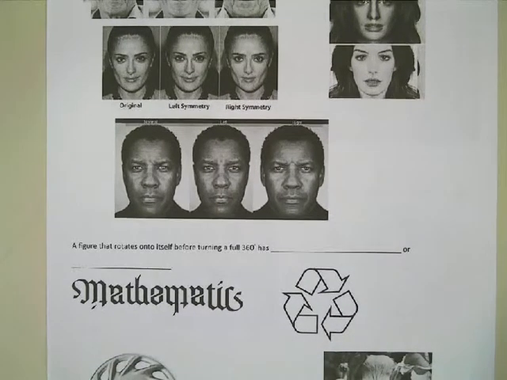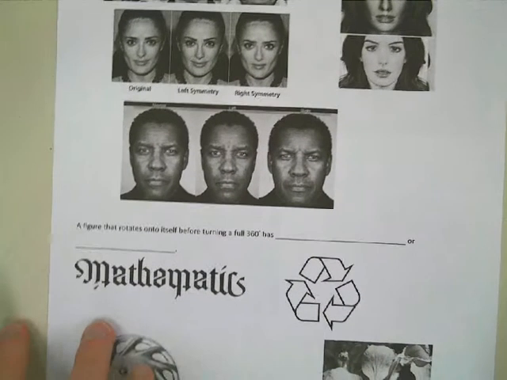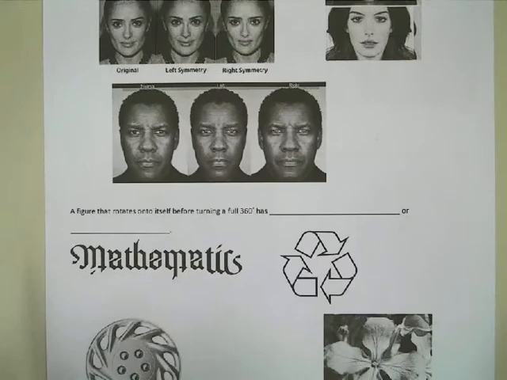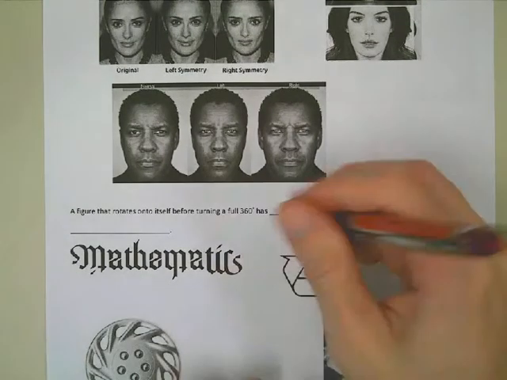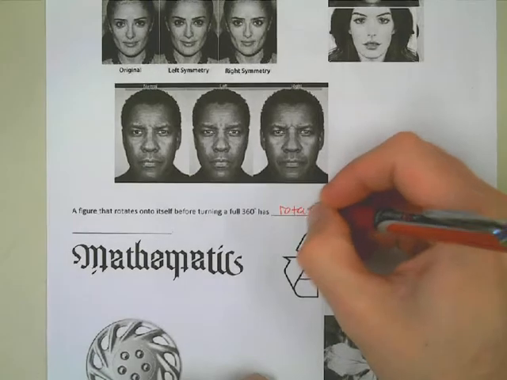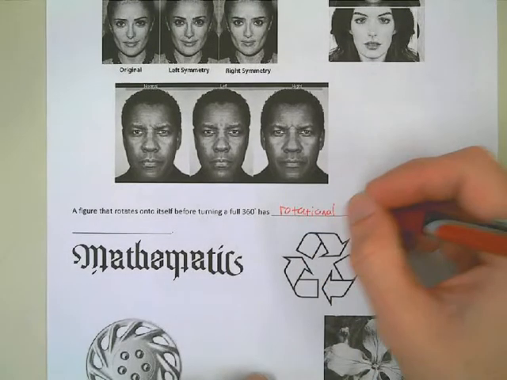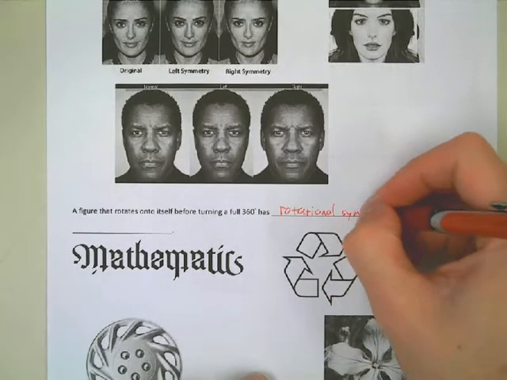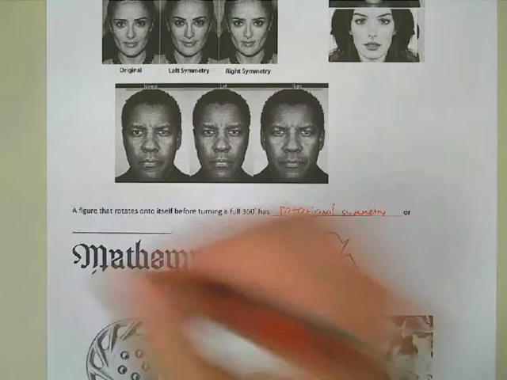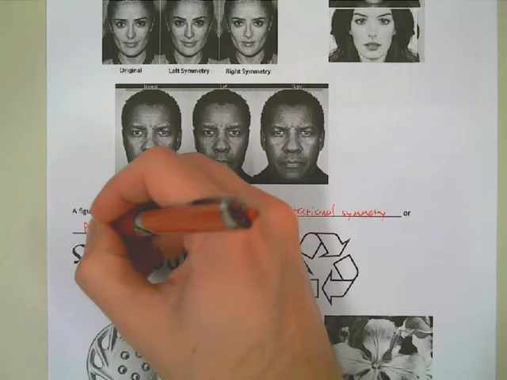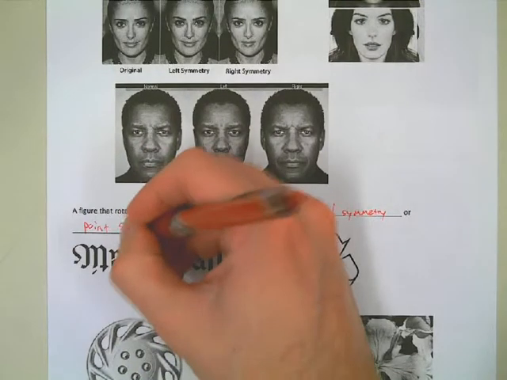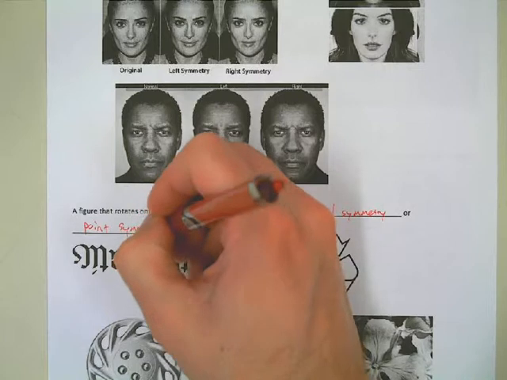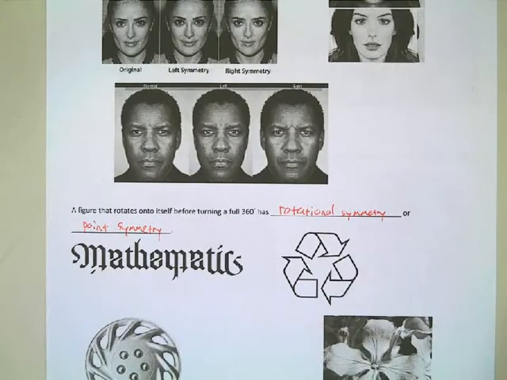So moving on though, a figure that rotates onto itself before turning a full 360 degrees has what we call rotational symmetry. Or also point symmetry is another word. Okay, rotational symmetry or point symmetry is what we're going to fill in there.